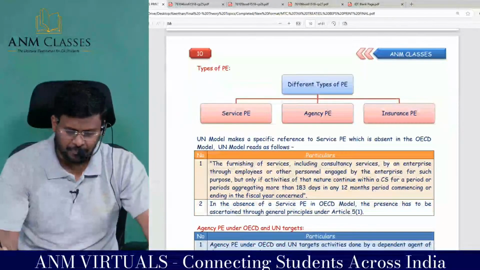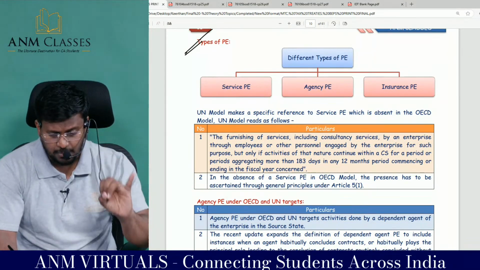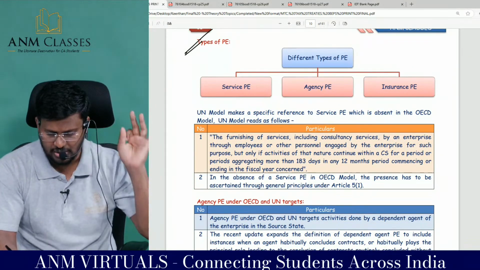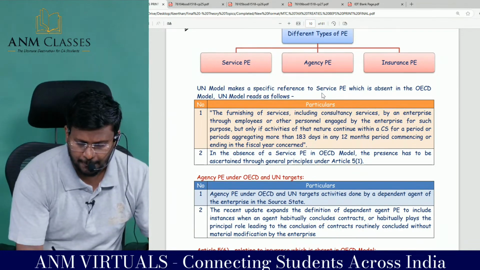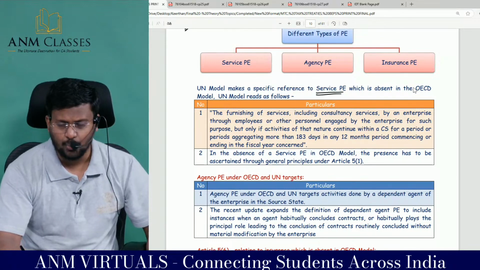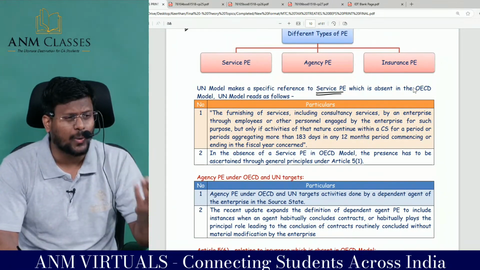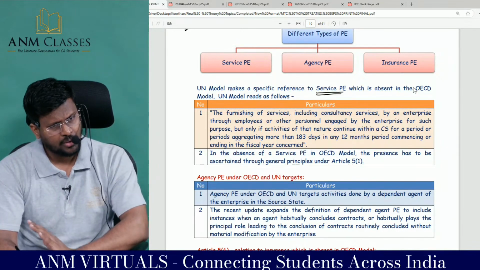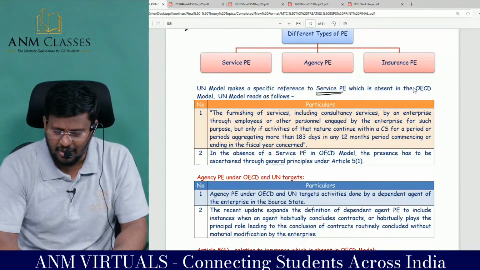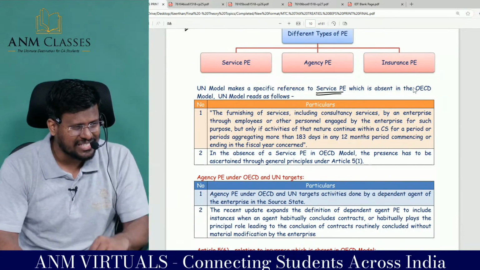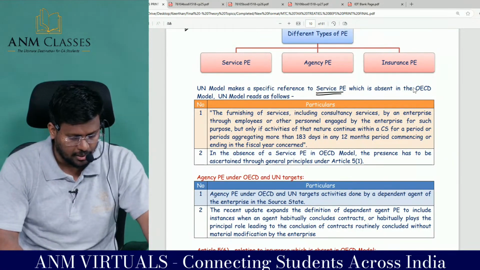Are you all really with me? So we have different types of permanent establishment. Number one is service PE, agency PE, insurance PE. The UN model makes a specific reference to the service PE, which is absent in the OECD model. So the UN model always has additions and the OECD model doesn't, because the UN model is between developed and developing countries, whereas the OECD countries are already developed, so they are not worried about the service PE and all.